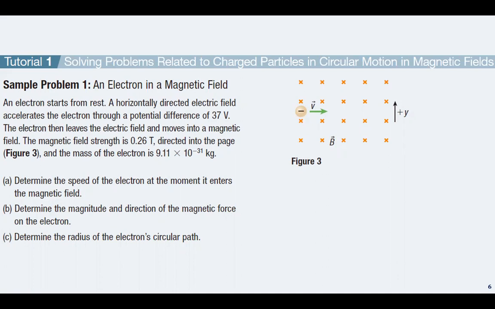There are 3 questions you need to answer. First, can you determine the speed of the electron at the moment it enters the magnetic field? Then determine the magnitude and direction of the magnetic force on the electron. Then determine the radius of the electron's circular path. Okay, I'll give you 5 minutes to have a look at these 3 questions. After that, we'll have a look at the solution together. You can start now.